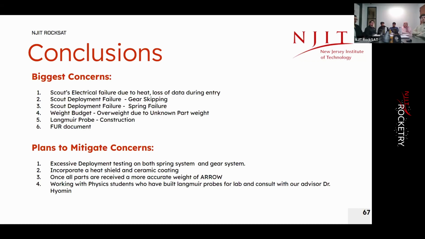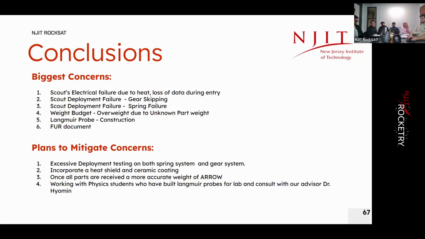Another big concern will be the Lanyard probe construction and of course the FUR document that we have to complete. As for plans to mitigate these concerns, we were going to start deployment testing on both the springs and the gear system, and incorporate a heat shield or ceramic coating for Scout to mitigate any heat failure to internal electronic parts. And once all our parts are received, a more accurate weight of Arrow will be provided.